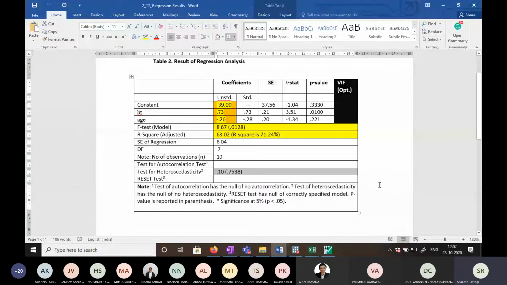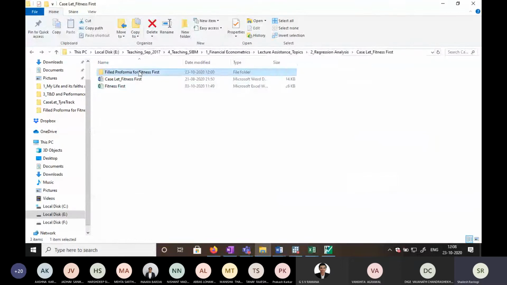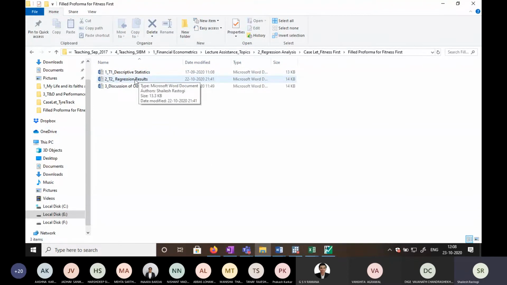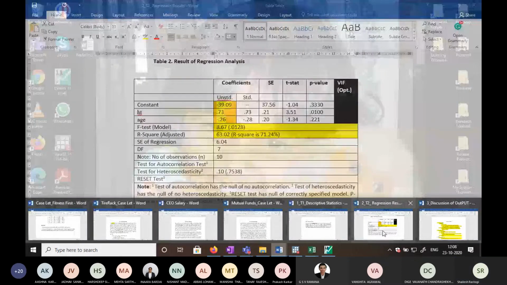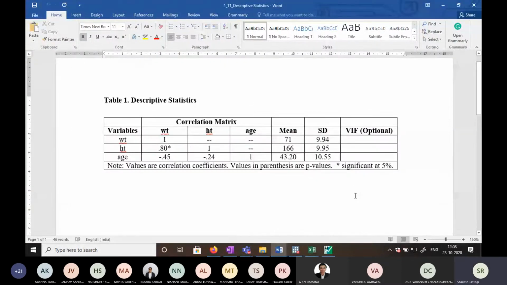And if you recall, I have told you there are three things which we need to do. Pro forma or some style of reporting the information. First was descriptive. Second is what we are doing, which is still midway. And third is discussion. So this was the first table which we were supposed to make, descriptive statistics.